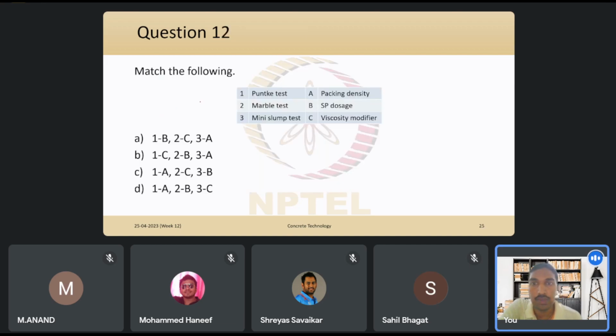Okay, so question number 12: we have to match different tests with the right property that we are trying to determine. We have the Puntke test, Marble test, and mini slump test, and packing density, SP dosage, and viscosity modifier. The matchings given are 1 with B, 2C, 3A; 1C, 2B, 3A; 1A, 2C, 3B; and 1A, 2B, and 3C. So which test is used for determining which quantity?